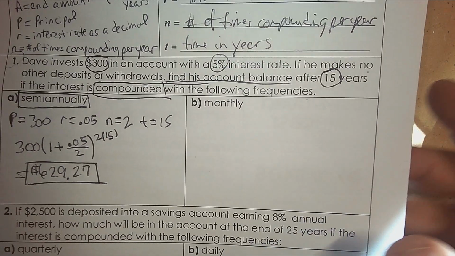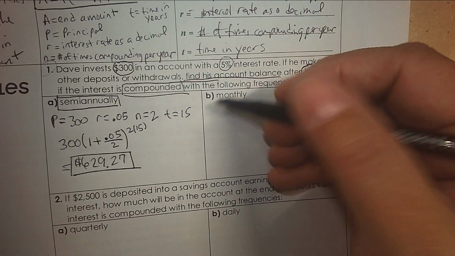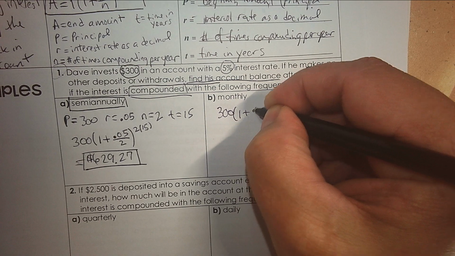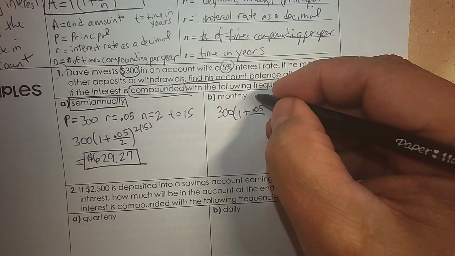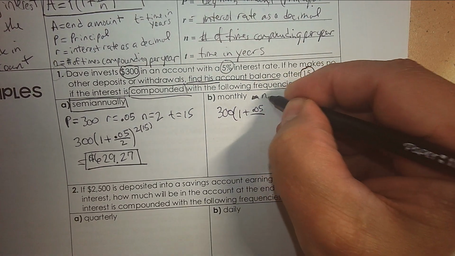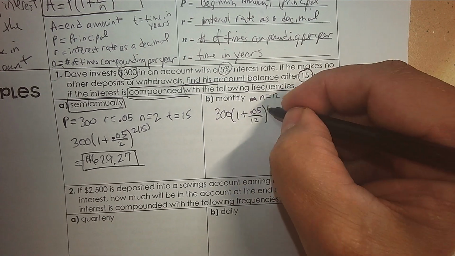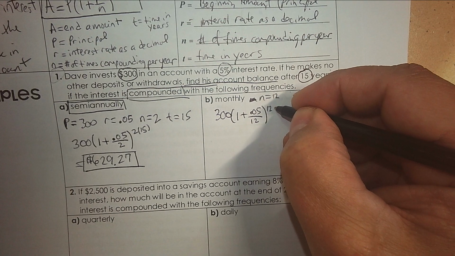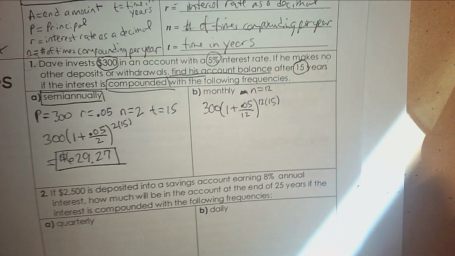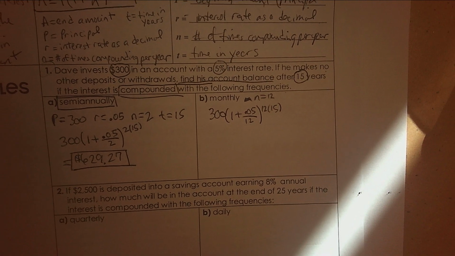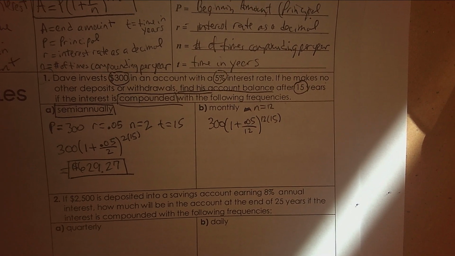I already did all the hard work. So the only thing I have to change is what? N. Monthly means how many times per year? So now it's not 2, but 12. So everything else stayed the same. So can you now type it in and see if there's more money in your account because you're compounding monthly and not semi-annually?